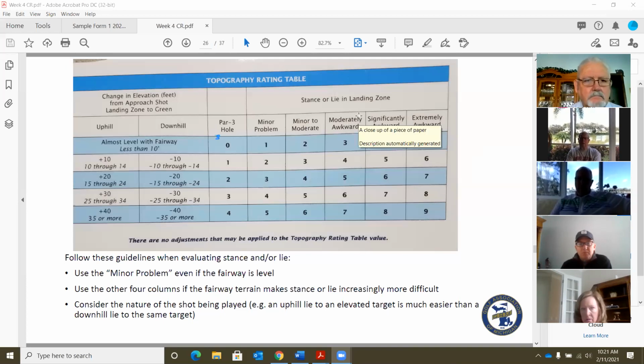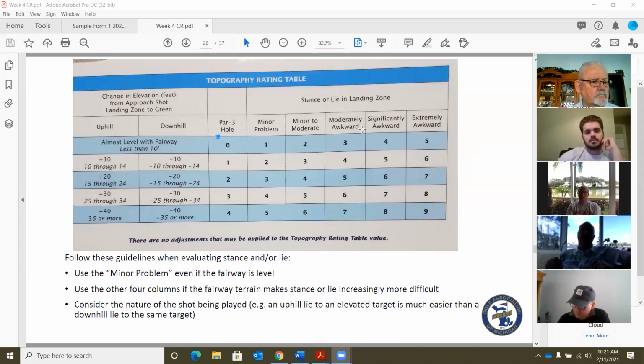Yeah, so that is correct in the sense that we don't take into account the level of the tee. Topography includes the stance and elevation, but on par 3s it's very simple. We're just looking at elevation, we're not looking at stance. So exactly what you're talking about, Lori. Okay, just want to make sure. Yep.